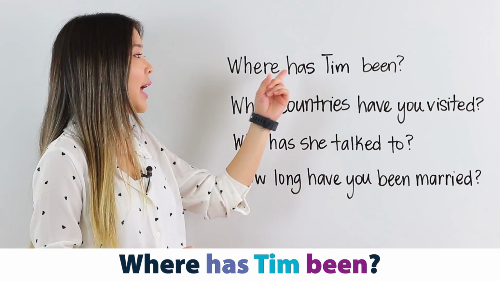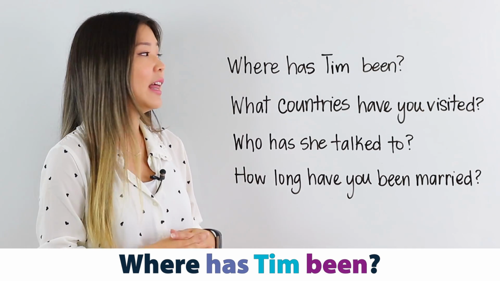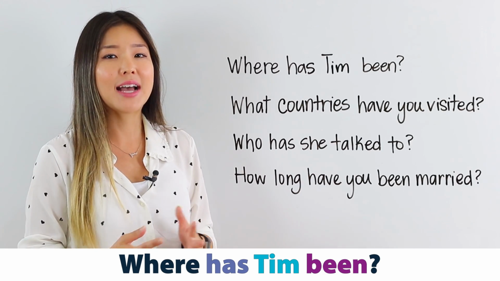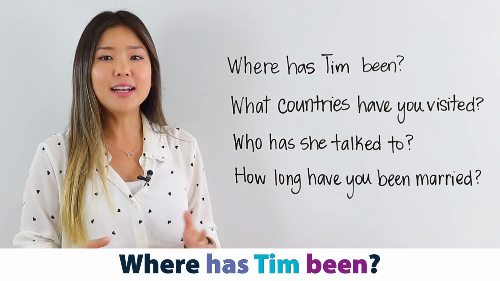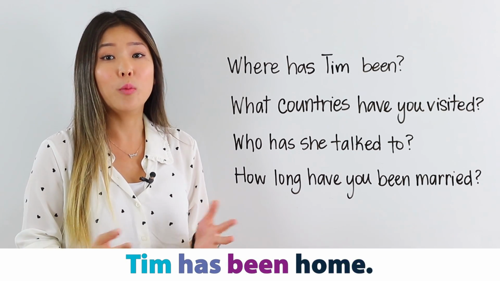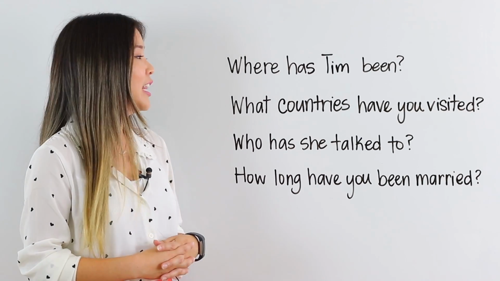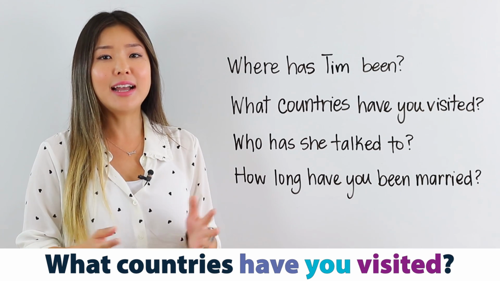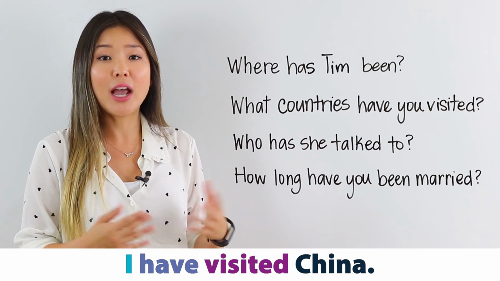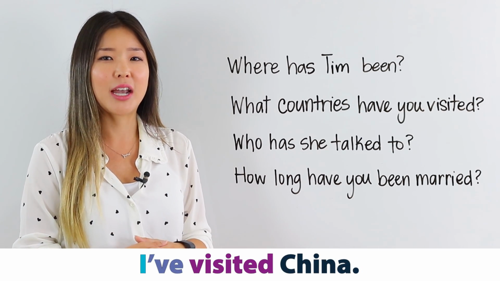You'll notice we follow the WH word with has or have. In this case, I use has because the subject is Tim, and Tim is a he. And then we followed that with the past participle of the verb. Where has Tim been? And I can answer by saying Tim has been home, or Tim has been on vacation, something like that. The next question says, "What countries have you visited?" I can answer by saying, I have visited China, or I have visited Mexico. You can also use the contraction I've visited China.